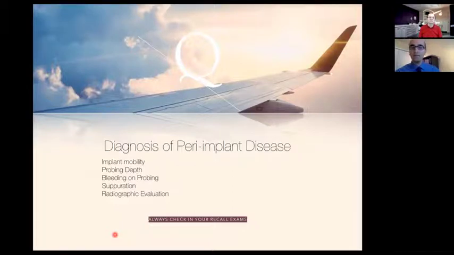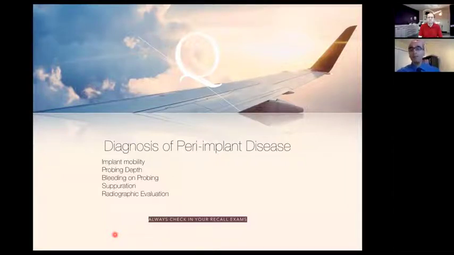Probing depth is very important around the implants, but we need to have a baseline probing around the implants at the time of crown insertion. Because if your implant is placed significantly more apical, or the tissue thickness is significantly more, in some people it's very thick, then you will end up with higher probing depth. So I would say the probing depth around the implants should be considered with some caution, and we should have a baseline probing depth at the time of the crown insertion and monitor these numbers over time.